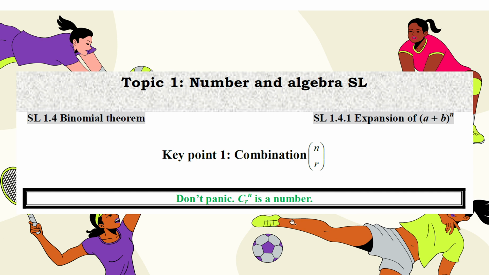But don't panic. You can calculate it quickly by the calculator. Bring your calculator, you can calculate. You can choose 4C3, 4C4. It's just a number. Okay, so relax.